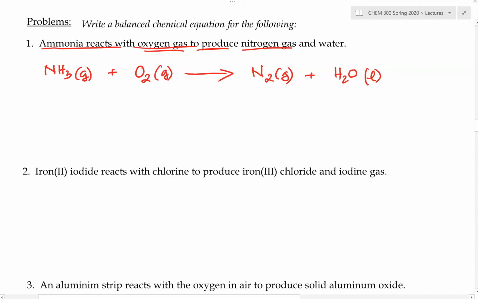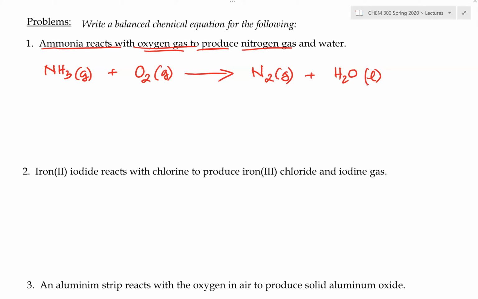So therefore, parenthesis (l). So again, we are writing the physical states of these substances right here at room temperature. Unless we mention some other very extreme condition where the physical property may be different, then we have to write the other physical property. But here in this case, we know that these are the physical states of these substances at room temperature. So there you have it. That is the chemical equation for this reaction based on this reaction description right here.